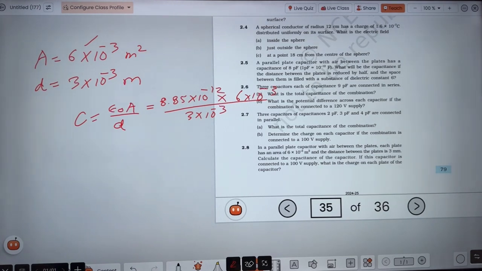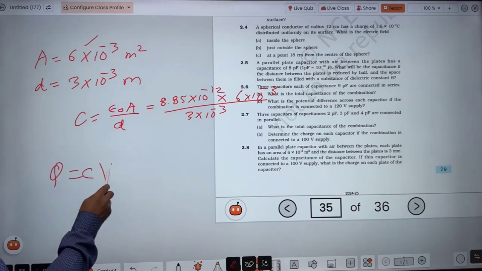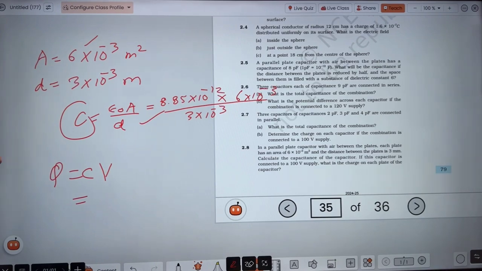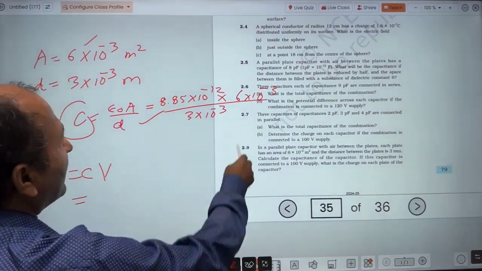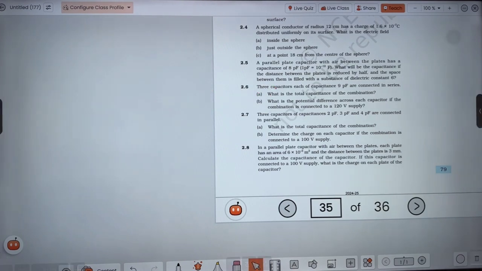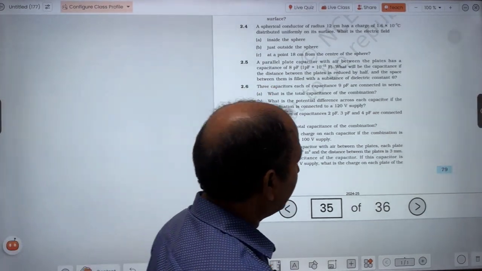Explain what would happen if, for the capacitor given in exercise 2.8, a 3 mm mica sheet of dielectric constant 6 were inserted between the plates, while the voltage supply remains connected, and after the supply was disconnected. So two situations are there.